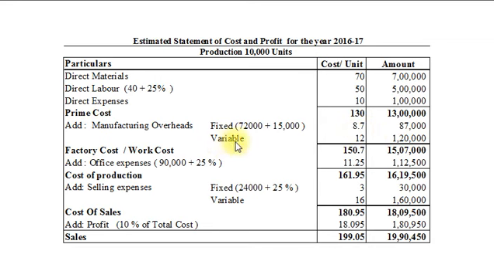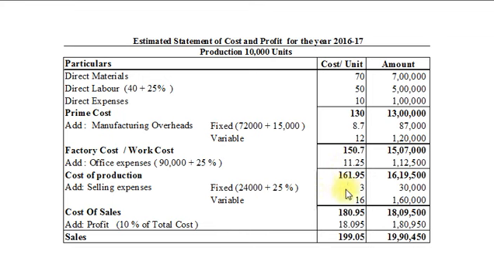Variable manufacturing overheads, there is no information of change. So per unit it will remain constant at rupees 12 and total amount rupees 1,20,000. So we get factory or work cost per unit 150.7 and total 15,07,000. Now we will add office expenses. Previous year it was 90,000 plus there is a change, an increase of 25%. So total office overhead amounts to 1,12,500 and per unit 11.25.